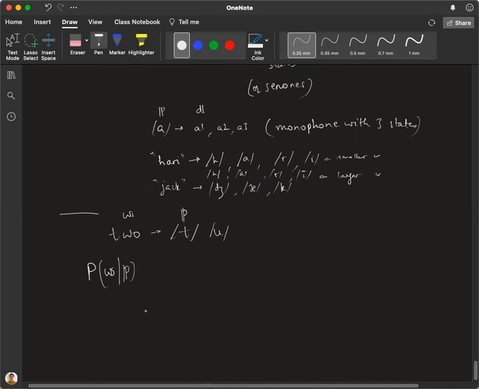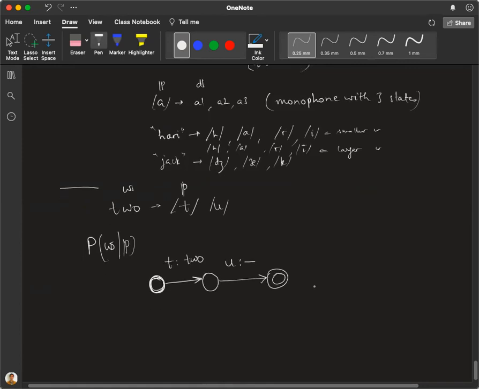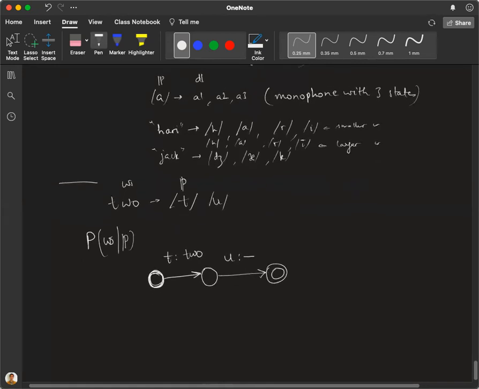Then the input is the phoneme and the output is the word. You have a starting state. Let's say the word is two, so the input is t, output is two, then the input is u, output is nothing, and then you reach the final state. This is your starting state, this is your final state. That's it. So you can represent it in two ways.